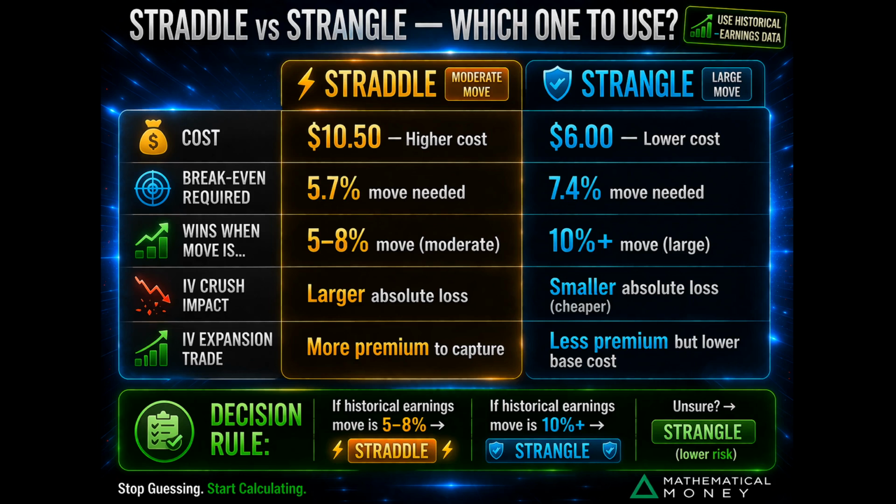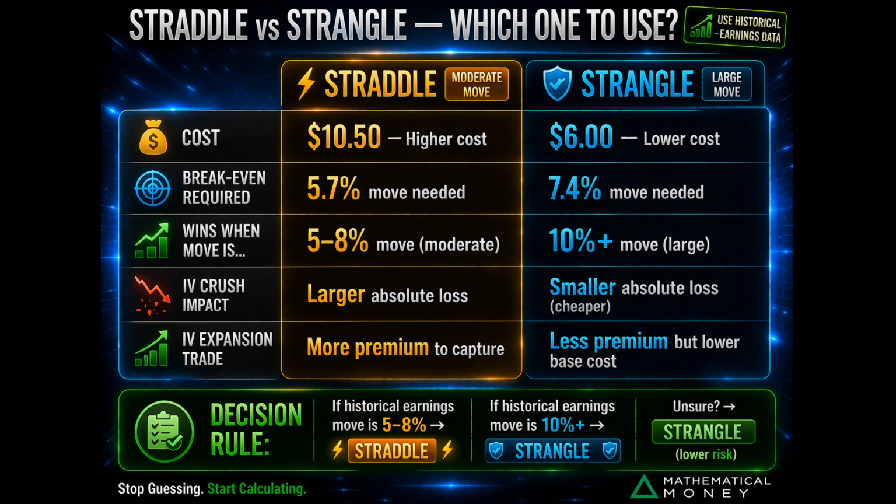Straddle versus strangle, choosing the right tool. Use the straddle when the expected move is moderate, in the 5 to 8% range, because the lower break-even gives you a better chance of profiting on a smaller move. The higher cost is justified by the tighter break-even when you need precision.